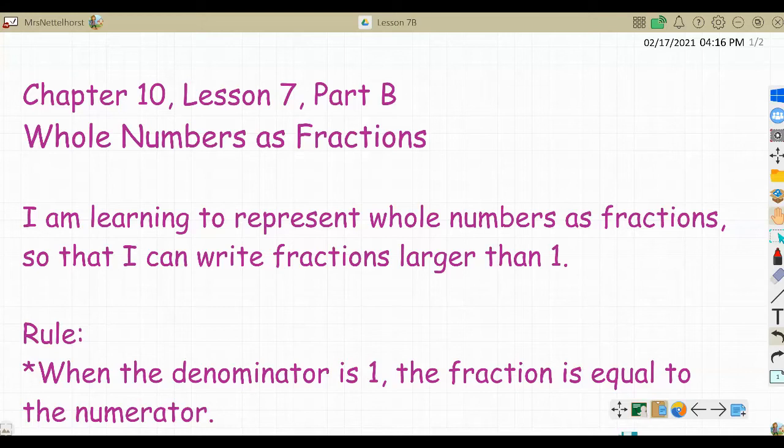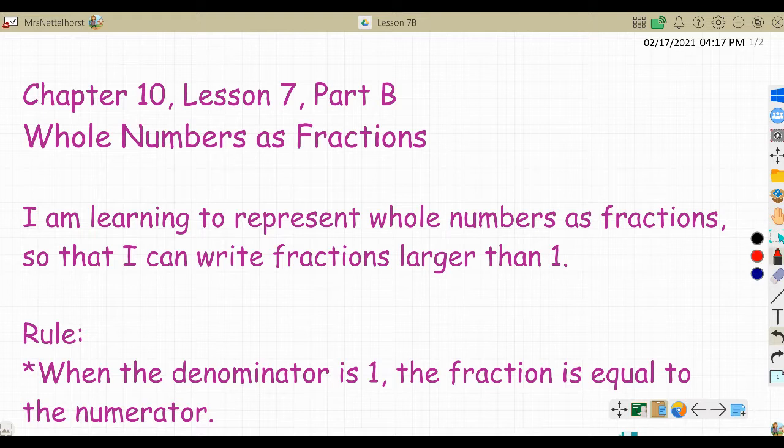Okay, this is chapter 10, lesson 7, part B. We're writing whole numbers as fractions. The learning intention is I'm learning to represent whole numbers as fractions so that I can write fractions larger than 1. The rule for this lesson is when the denominator is 1, the fraction is equal to the numerator. The whole number is equal to the numerator.